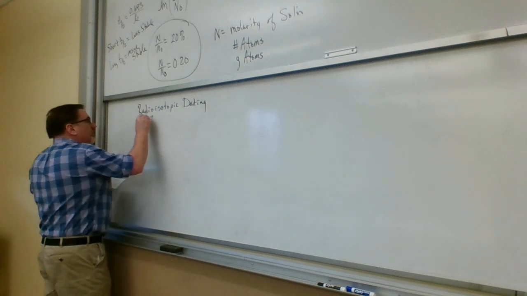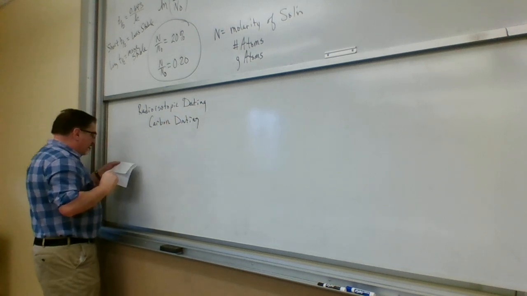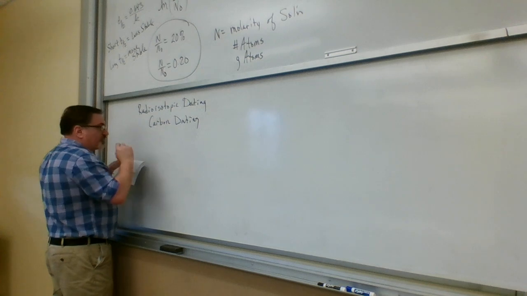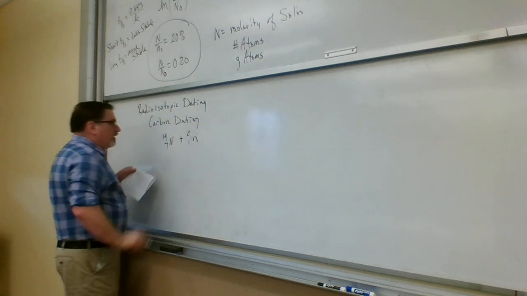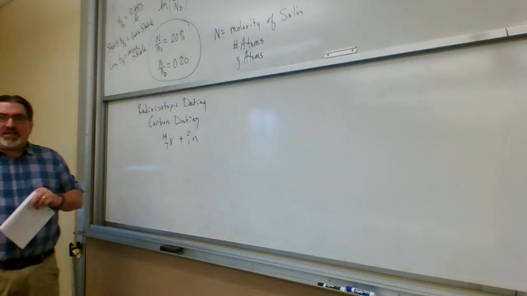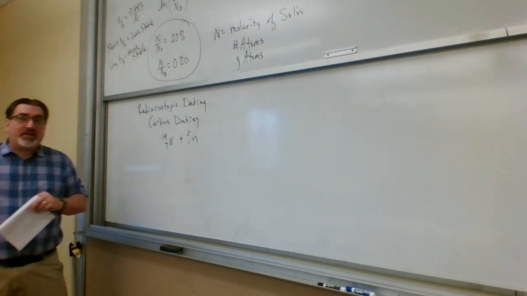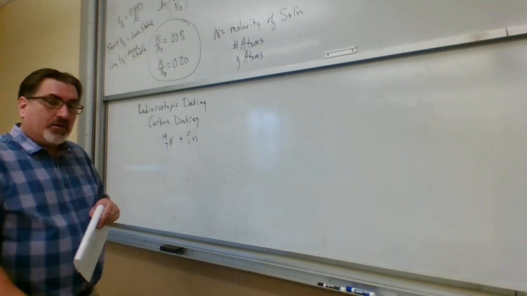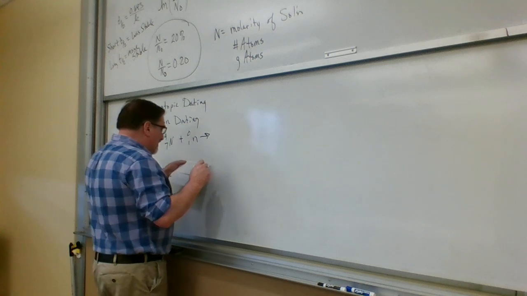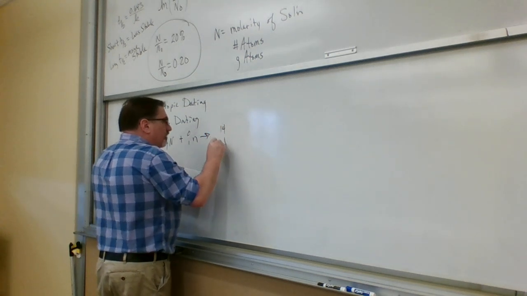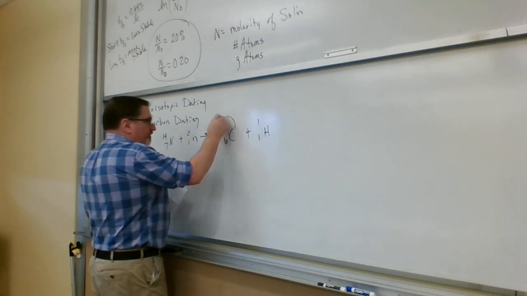So carbon dating utilizes this reaction that occurs in the atmosphere. A typical nitrogen-14 atom collides with a neutron, which happens more than you think, especially in space where there's no atmosphere or very little atmosphere to protect it. And when a nitrogen collides with a neutron, we get carbon-14 and a hydrogen atom.